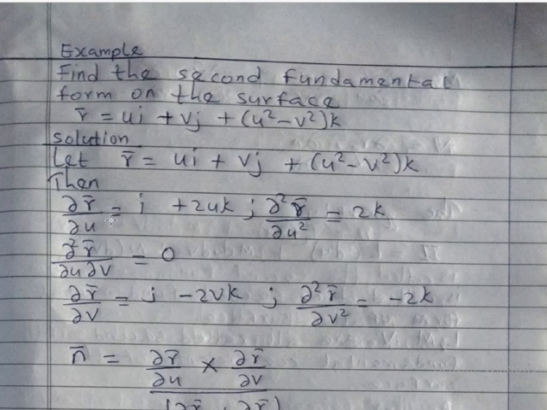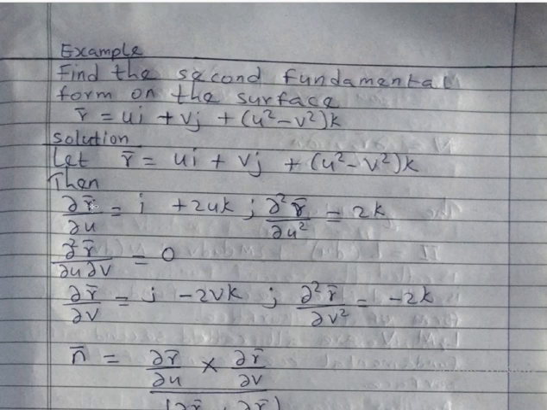Then we partially differentiate again with respect to u. In the first element here, you can see we have 1i. When you differentiate it again with respect to u, you'll get 0i, and therefore it will be 0. Then the second element, differentiating with respect to u, we will get 2k. Therefore the second derivative of r with respect to u will be equal to 2k.